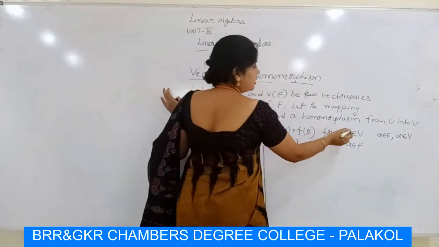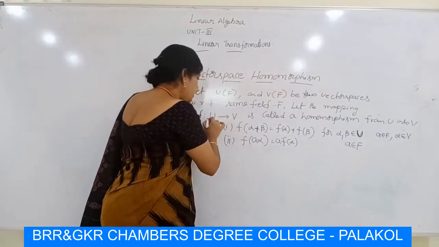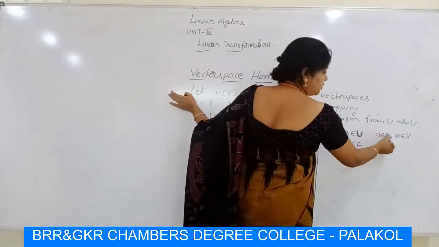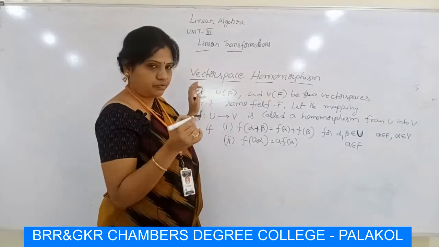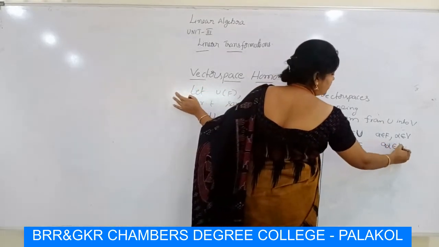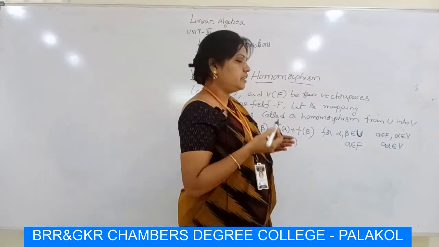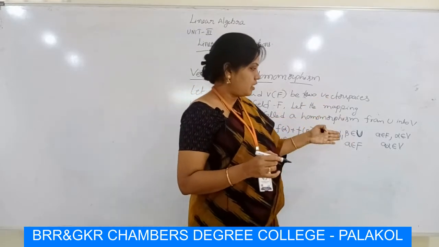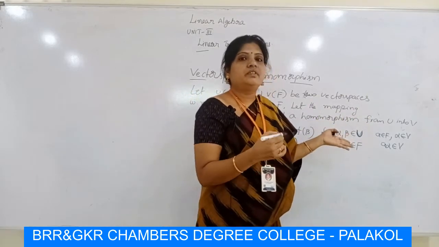Here we take alpha in U, because U is the domain and V is the codomain. If you take any element a in the field F and alpha is a vector of the vector space, then a·alpha is called the scalar multiplication. We get scalar into vector, and we get a vector. So a·alpha belongs to the vector space. It is called the scalar multiplication with a vector.